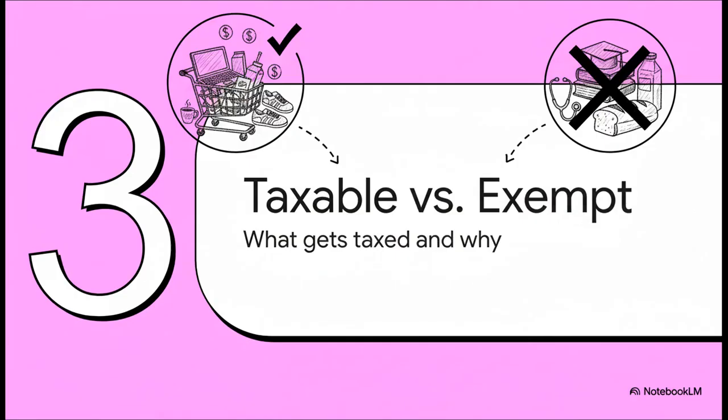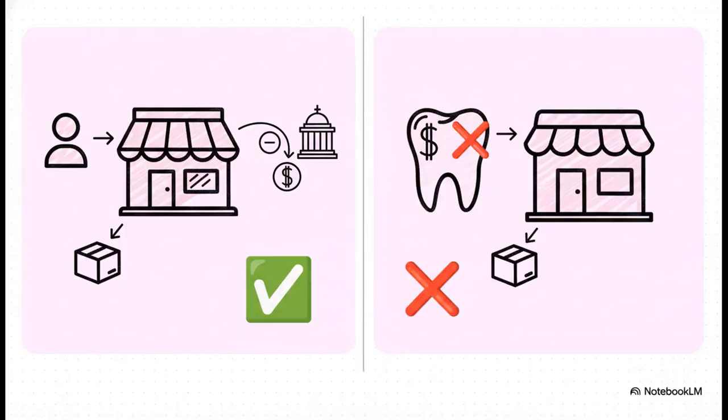Okay, so now we understand how the tax flows. But the next huge question is, what exactly gets taxed? Because GST and HST don't apply to everything. And for any business, understanding the difference between a taxable supply and an exempt supply is absolutely critical. Here is the absolute core difference.